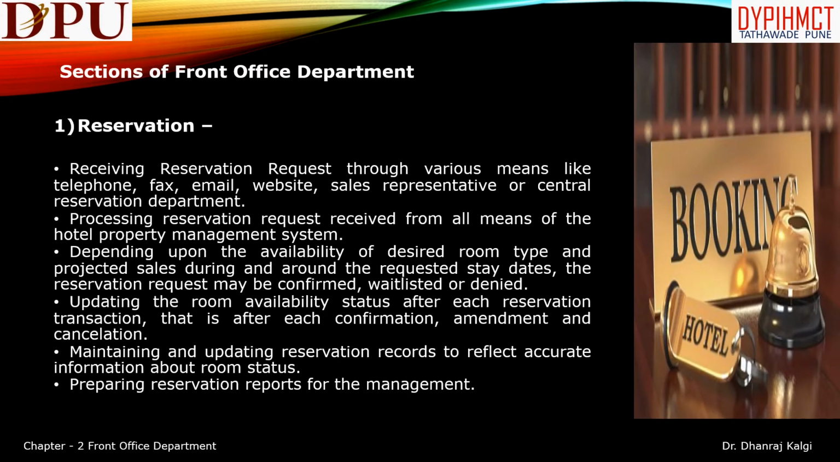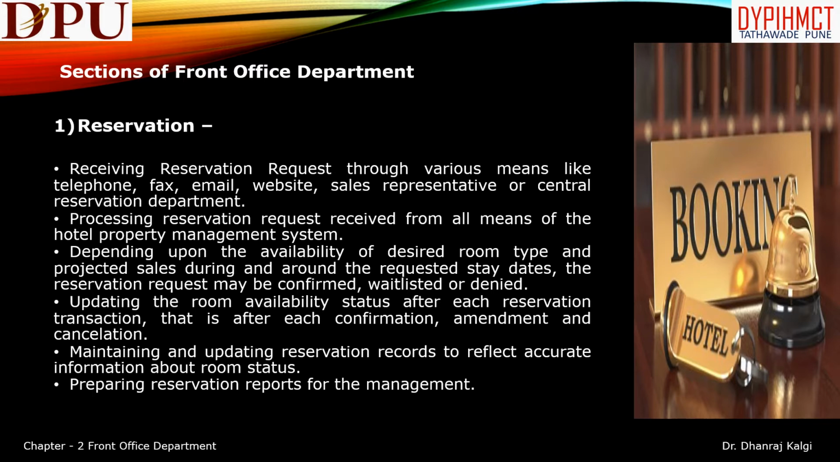Sections of front office department. The major functions of reservation section are: receiving reservation request through various means like telephone, fax, email, website, sales representative or central reservation department. Processing reservation request received from all means of the hotel property management system. Depending upon the availability of desired room type and projected sales during and around the requested stay dates, the reservation request may be confirmed, waitlisted or denied.